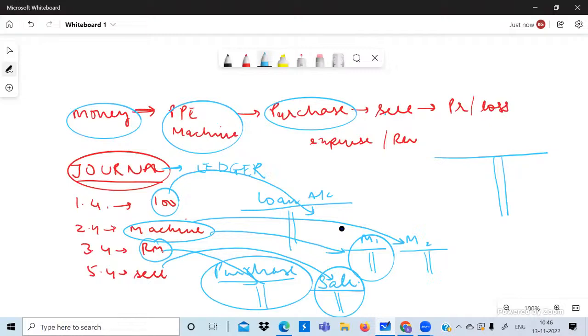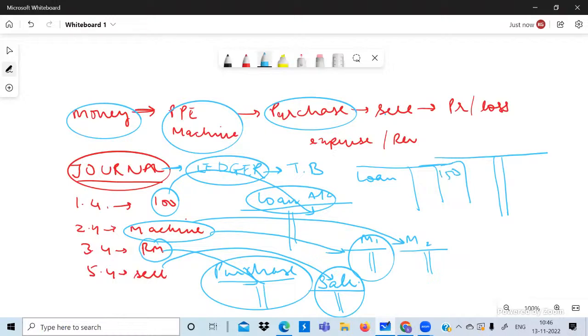So towards the end of the year, from the ledger, what I do is I make a trial balance. So what's a trial balance? I look at the balances which are appearing in these individual accounts and I write it. So I'll have a trial balance, something like this. So I'll have loan. So let's say my loan account is, I've raised 150 crores. So maybe I'll have 150.